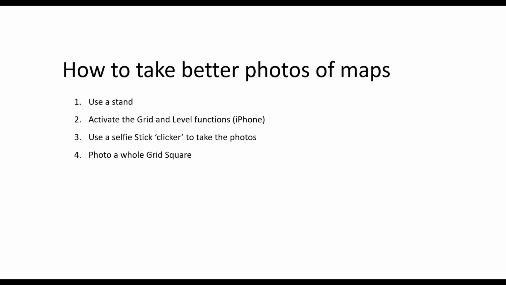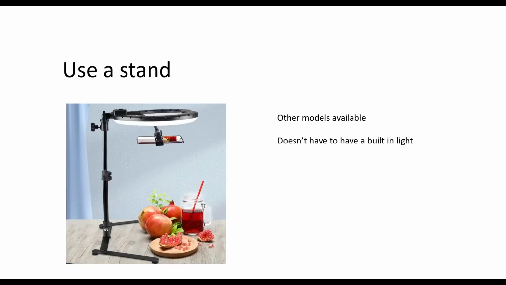There are four things that you can do to help you to take better photos of maps. You can use a stand to hold the camera. You can activate the grid and level functions on an iPhone. You can use a selfie stick clicker to take the photos. And you can photograph a whole grid square, including the lines around it, the lines of the square.